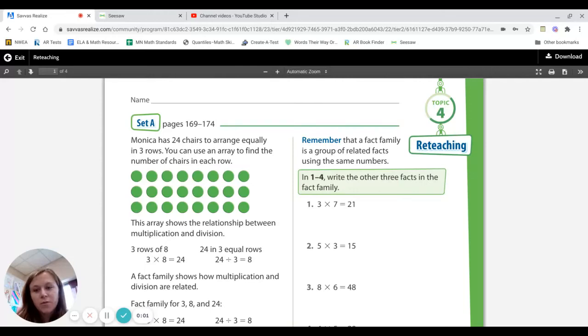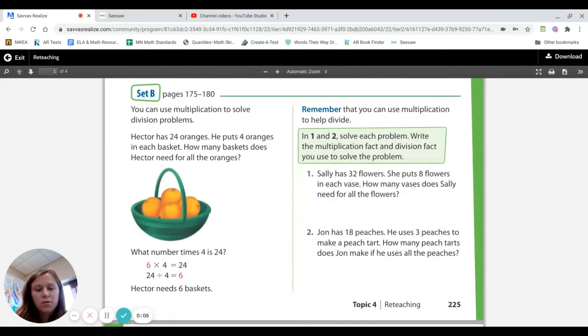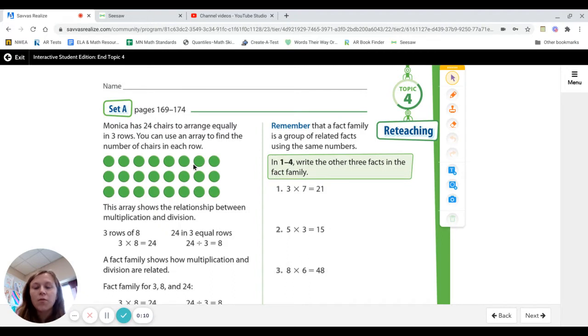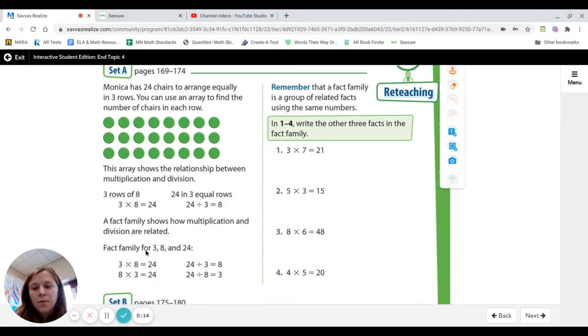Review for our test that will be on Tuesday. So please make sure you are on page 225 in your book. Remember, for our review, the left side just reminds us of an example, and then the right side is where we will write our answers.